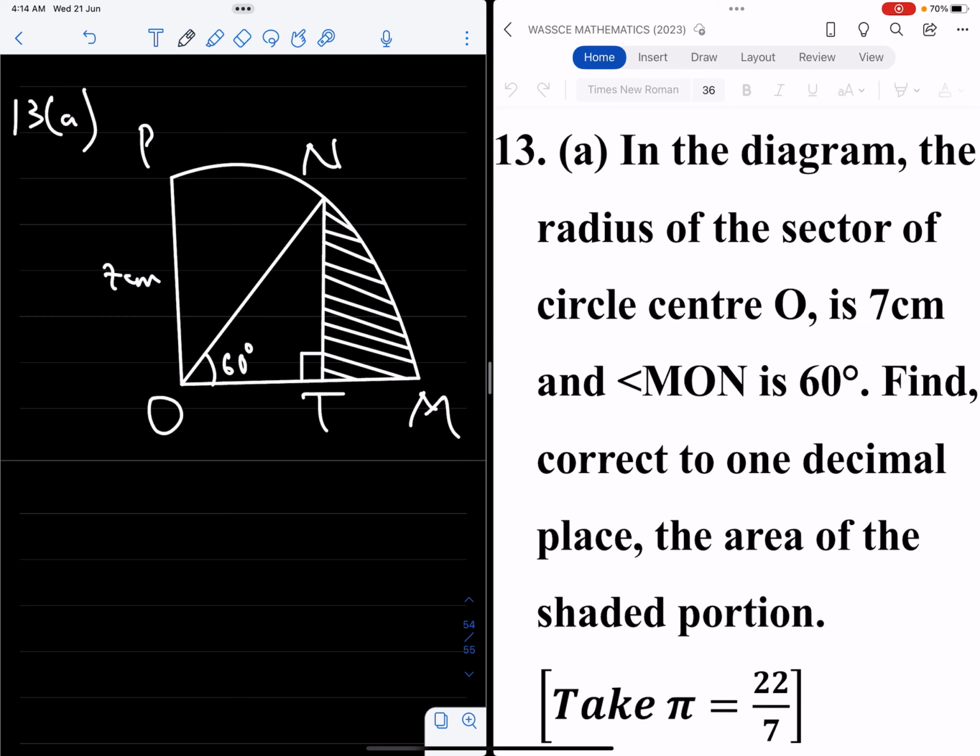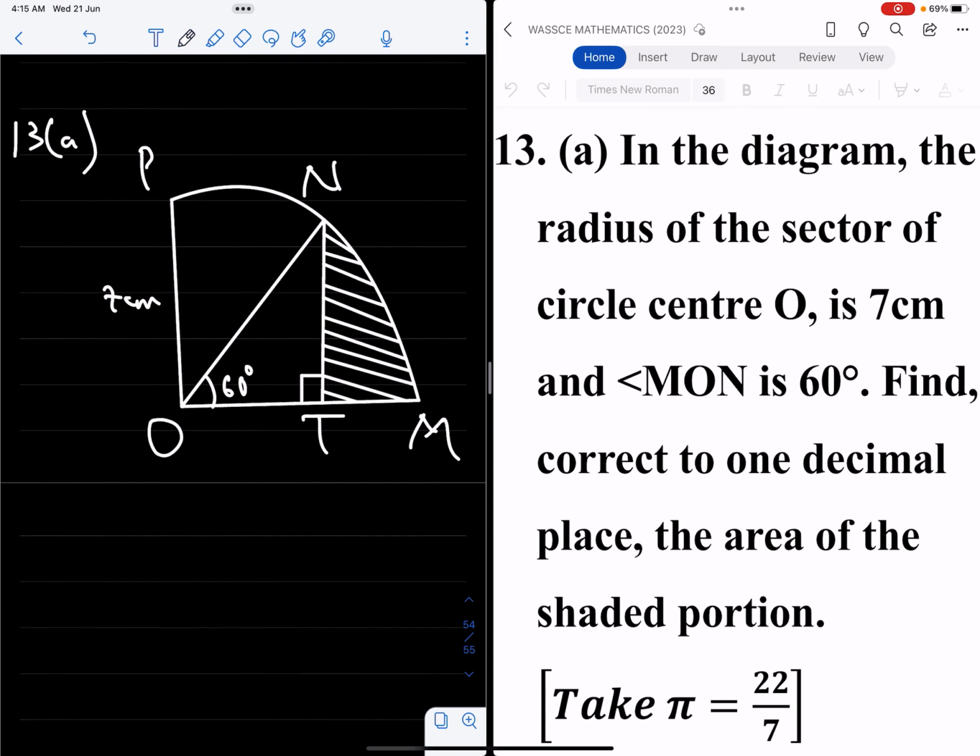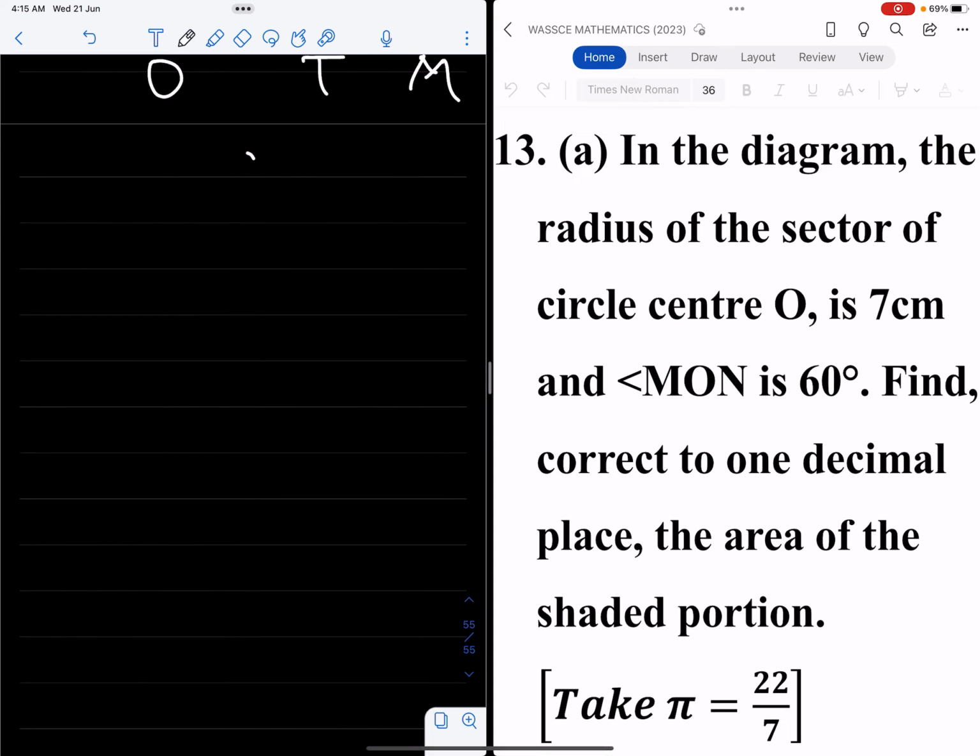Okay, this OP is the radius of a circle. O is the center of the circle. And angle MON is 60 degrees. Now they want us to find the area of the shaded portion. Since we already know that the radius of this sector is 7 centimeters, we can draw the diagram inside the circle.